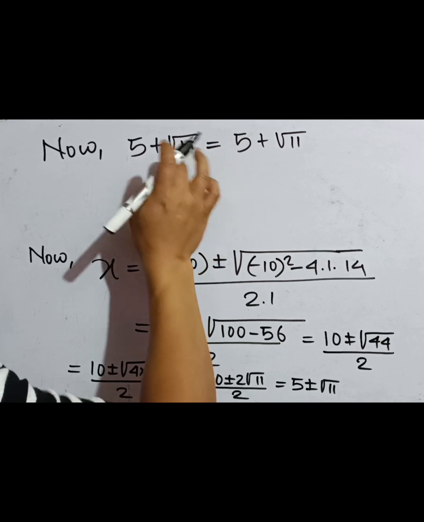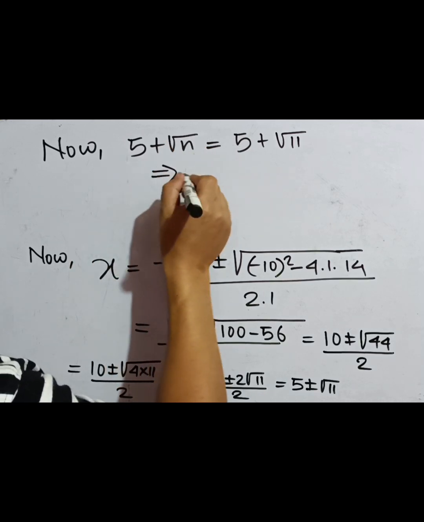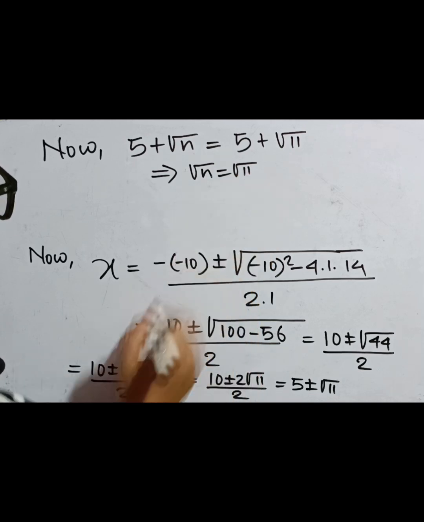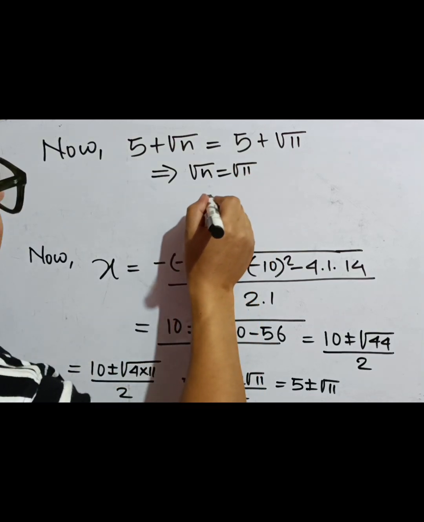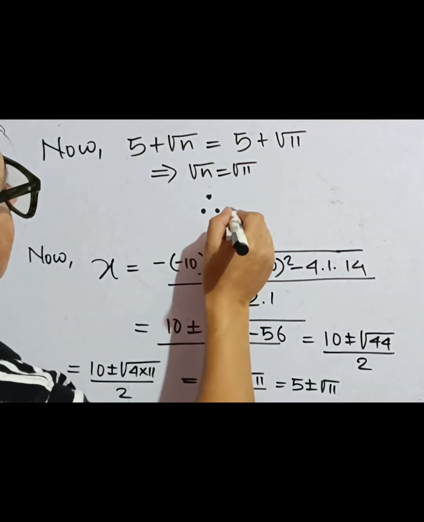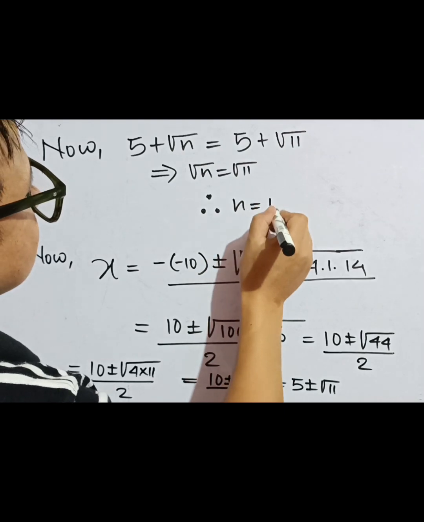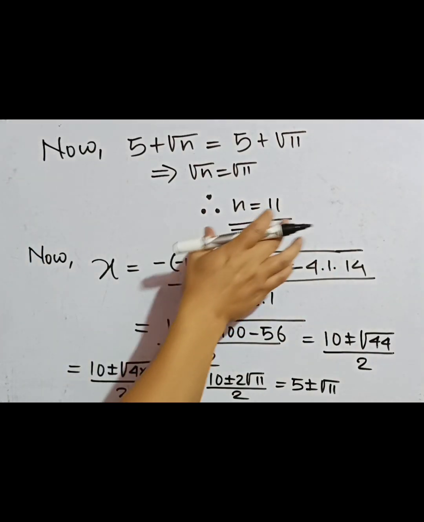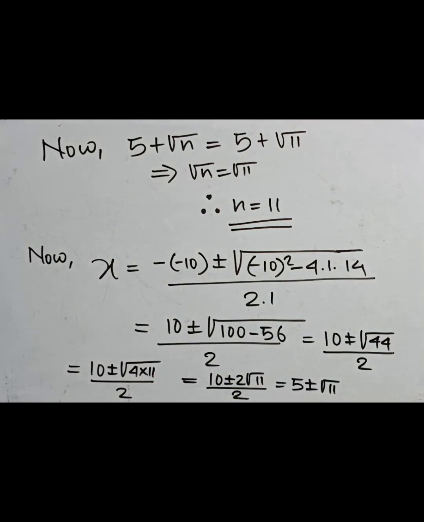Now these two 5's on both sides will be cancelled, and this gives under root n is equal to under root 11. And now if we square both sides, this gives n is equal to 11. Therefore the value of this given unknown n is 11 here, and this is the solution to this problem.